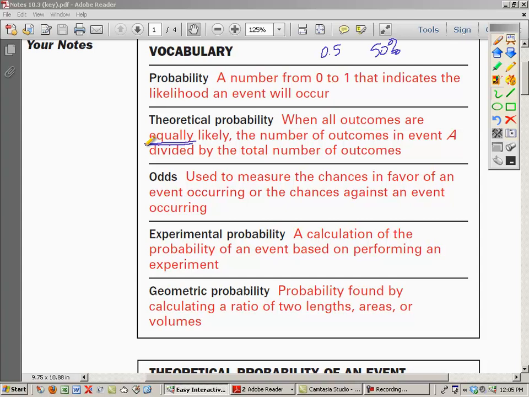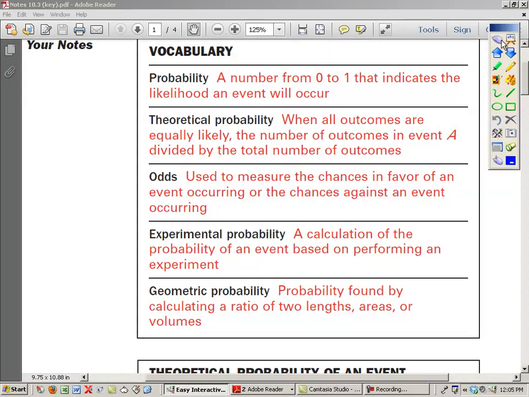All right? Now, odds are a little bit different. Odds are used to measure the chances in favor of an event occurring or the chances against an event occurring. We're not talking about every single combination. Now we're talking about comparing success versus failure instead of saying success out of every possibility. So odds are calculated a little bit differently than probability.